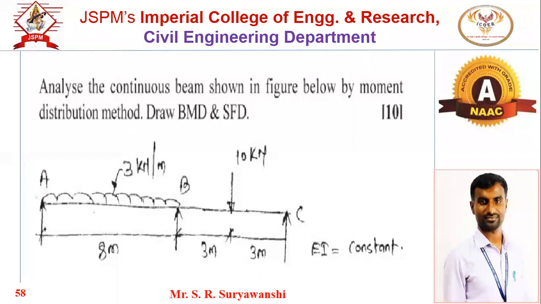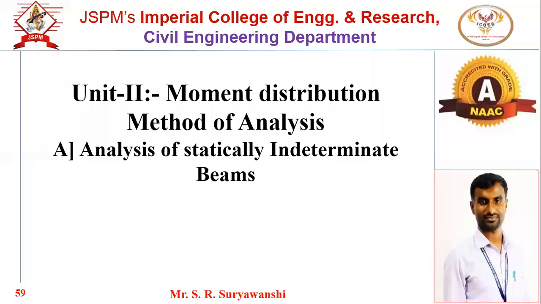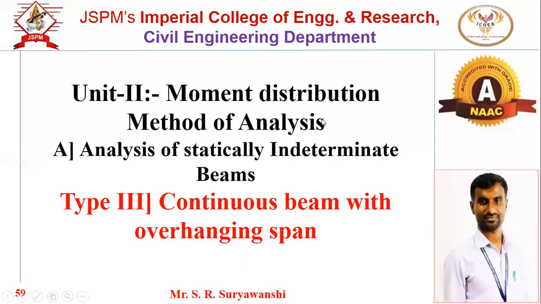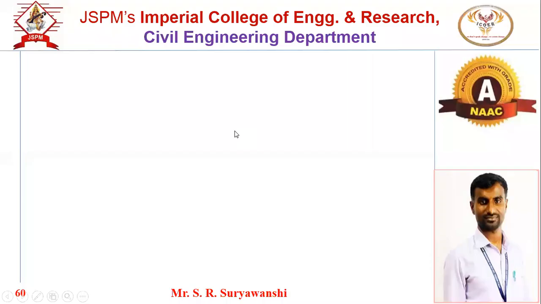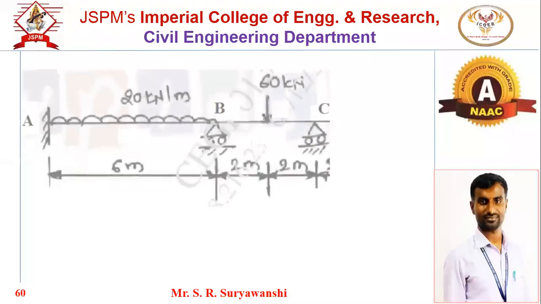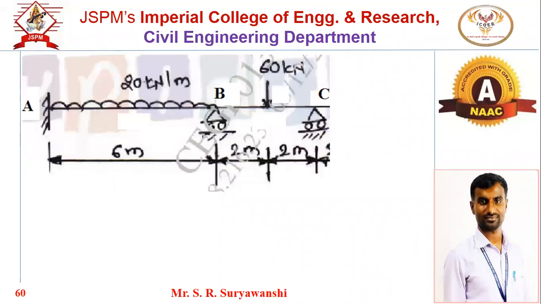Now we will discuss the type 3 numerical. Again we are discussing beams. Type 3 is for a continuous beam with an overhanging span. Suppose one of the end supports, left or right, has an overhanging span. Then we have to analyze that beam using the moment distribution method. Suppose this beam is ABC. What is the first point that comes to your mind when you observe this beam?